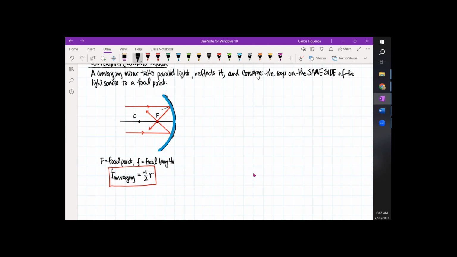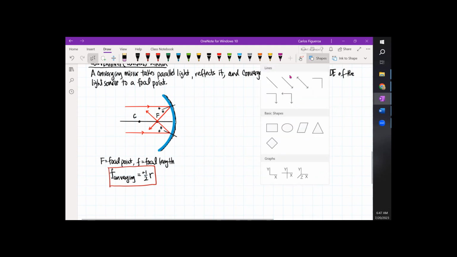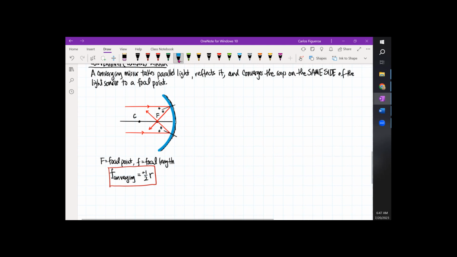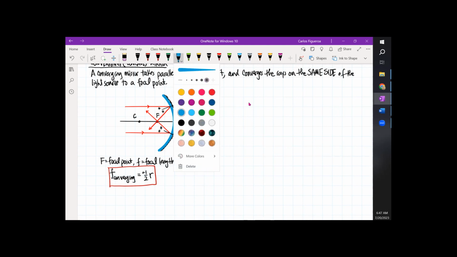So the law of reflection says that if I pick the normal, then that angle and that angle have to be the same. If this is my normal, then this angle and that angle are the same. So instead of drawing a curved surface, we want to do the same thing that we did before. We want to use a line to describe the mirror. So I'm going to create a line, and I'm going to make it a thick line.